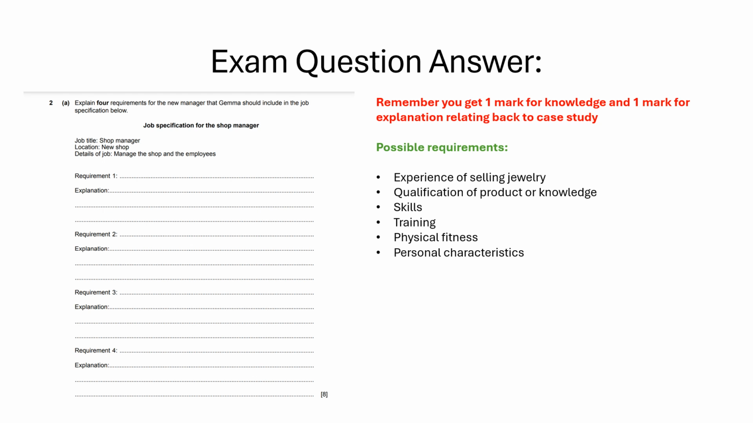Here are possible requirements you can write down as answers that should be included on the job specification. The first one is experience of selling jewelry, the qualifications, product knowledge, any skills that they should have, any training, their physical fitness, and their personal characteristics. Remember, you get only 1 mark if you write down the requirement, but you get another second mark if you explain the requirement and relate it back to the case study. That will give you the full 8 marks for this question if you do that for all 4 requirements.